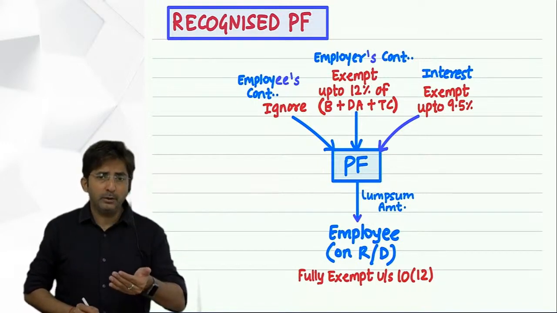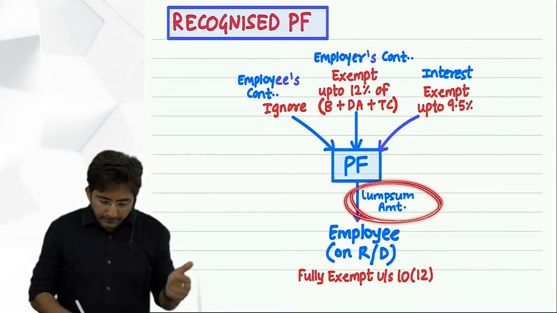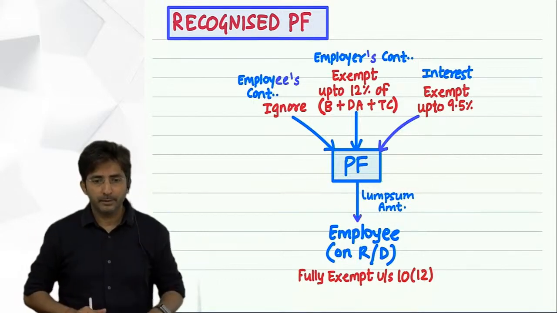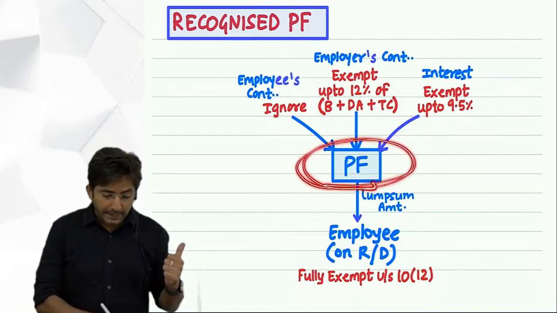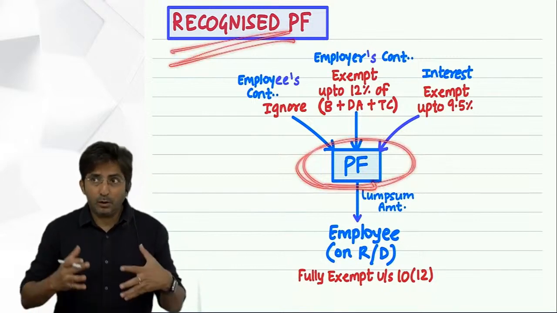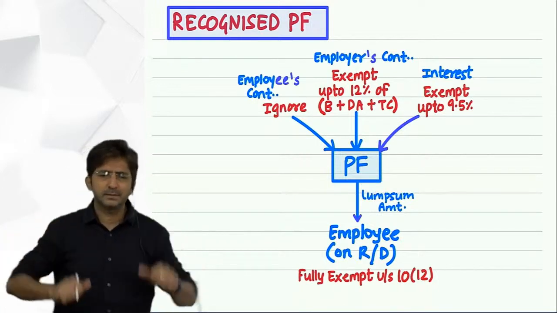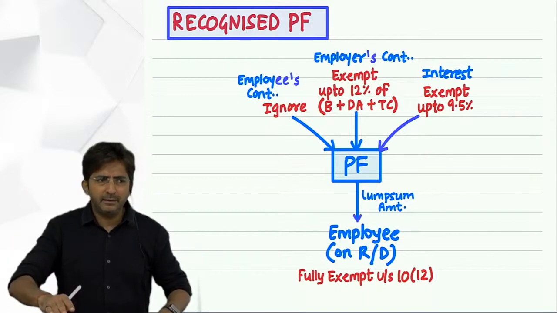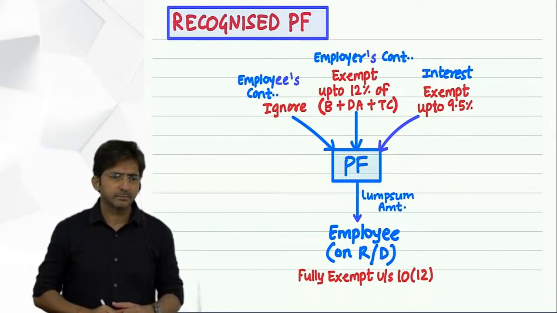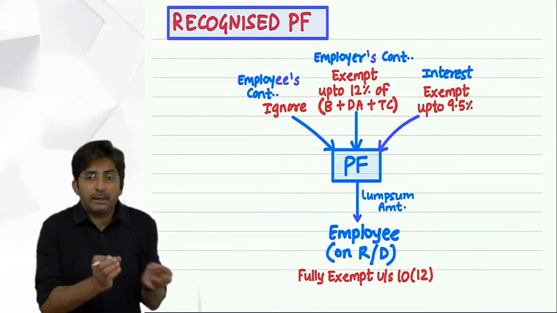Because if an employee leaves the job before 5 years, he will be given this amount, and to give this lump sum amount, all the investments will be broken. And as you know, provident fund money in RPF is invested as per government directions. And you know what the law feels? Wherever the money is invested, at least it should remain invested for 5 years. And if you break the investment little early, the investment will not fetch good returns. The basic idea is that the fund money should remain intact for at least 5 years.